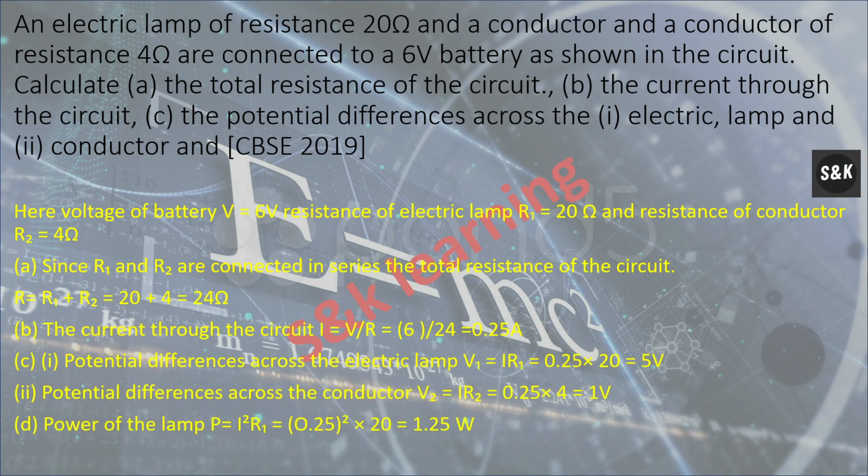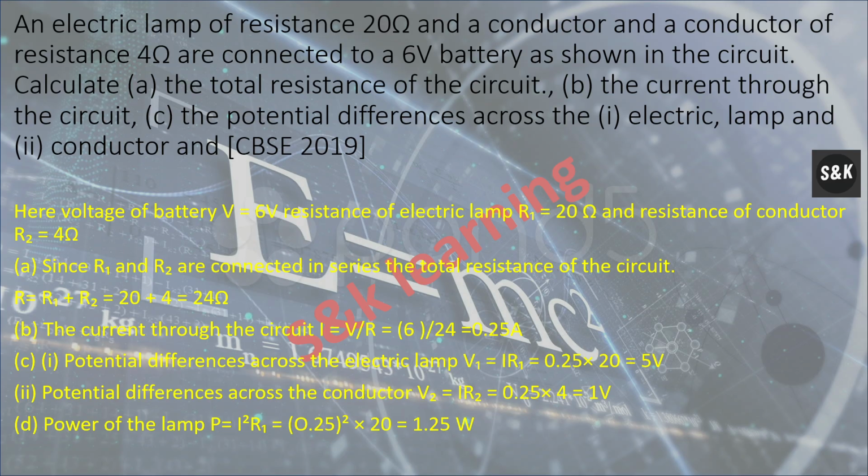An electric lamp of resistance 20 ohm and a conductor of resistance 4 ohm are connected to a 6 volt battery as shown in the circuit. Calculate the total resistance of the circuit, B, the current of the circuit, and the potential difference across the electric lamp and the conductor.